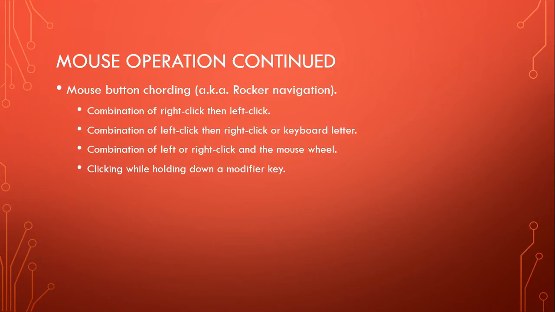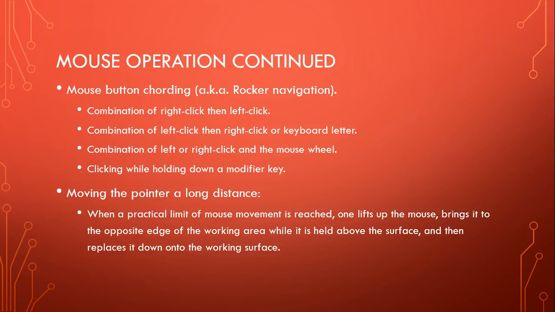We also have mouse button chording, or what's known as rocker navigation. This is a combination of a right click followed by a left click, or a left click then a right click or keyboard letter, the combination of left or right click with a mouse wheel, or clicking while holding down a modifier key such as Alt or function.